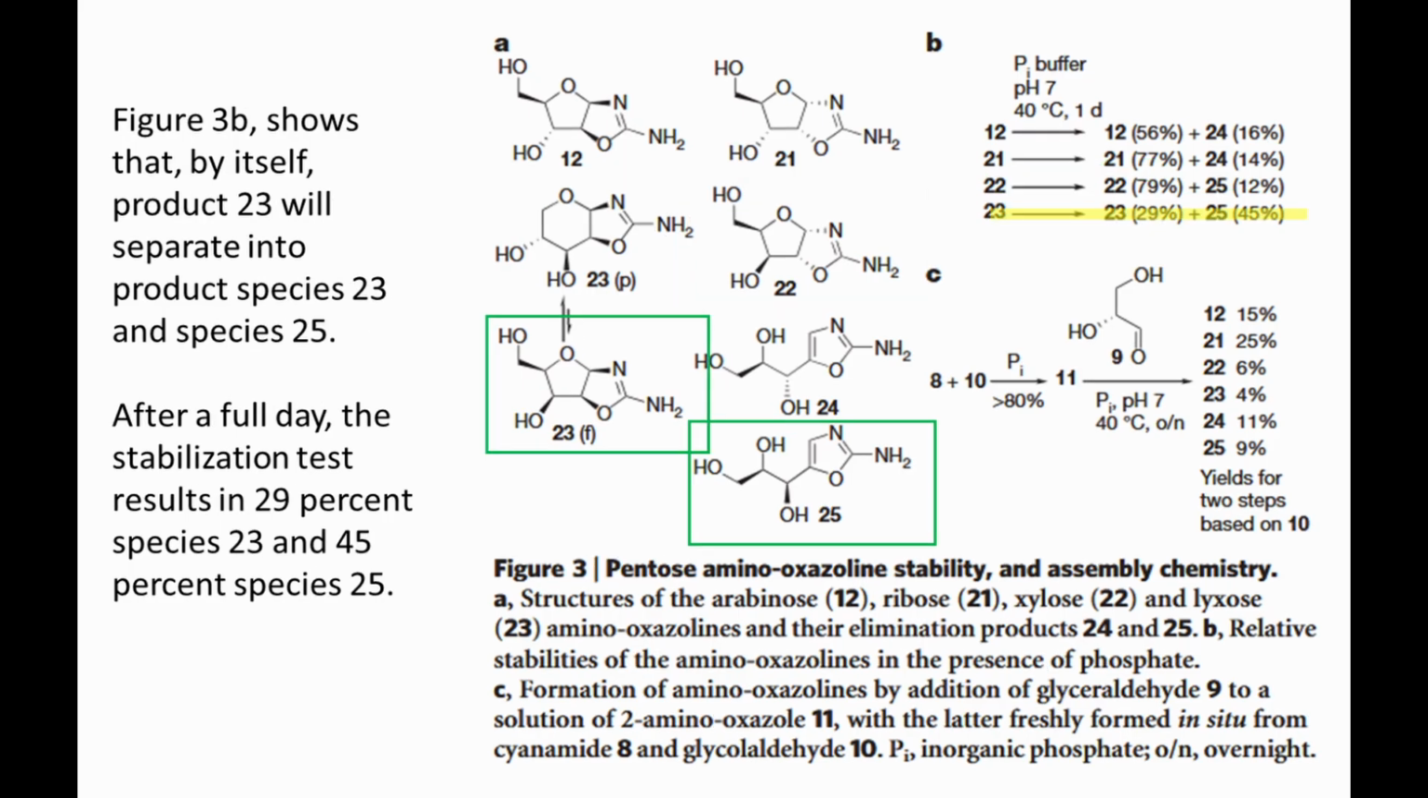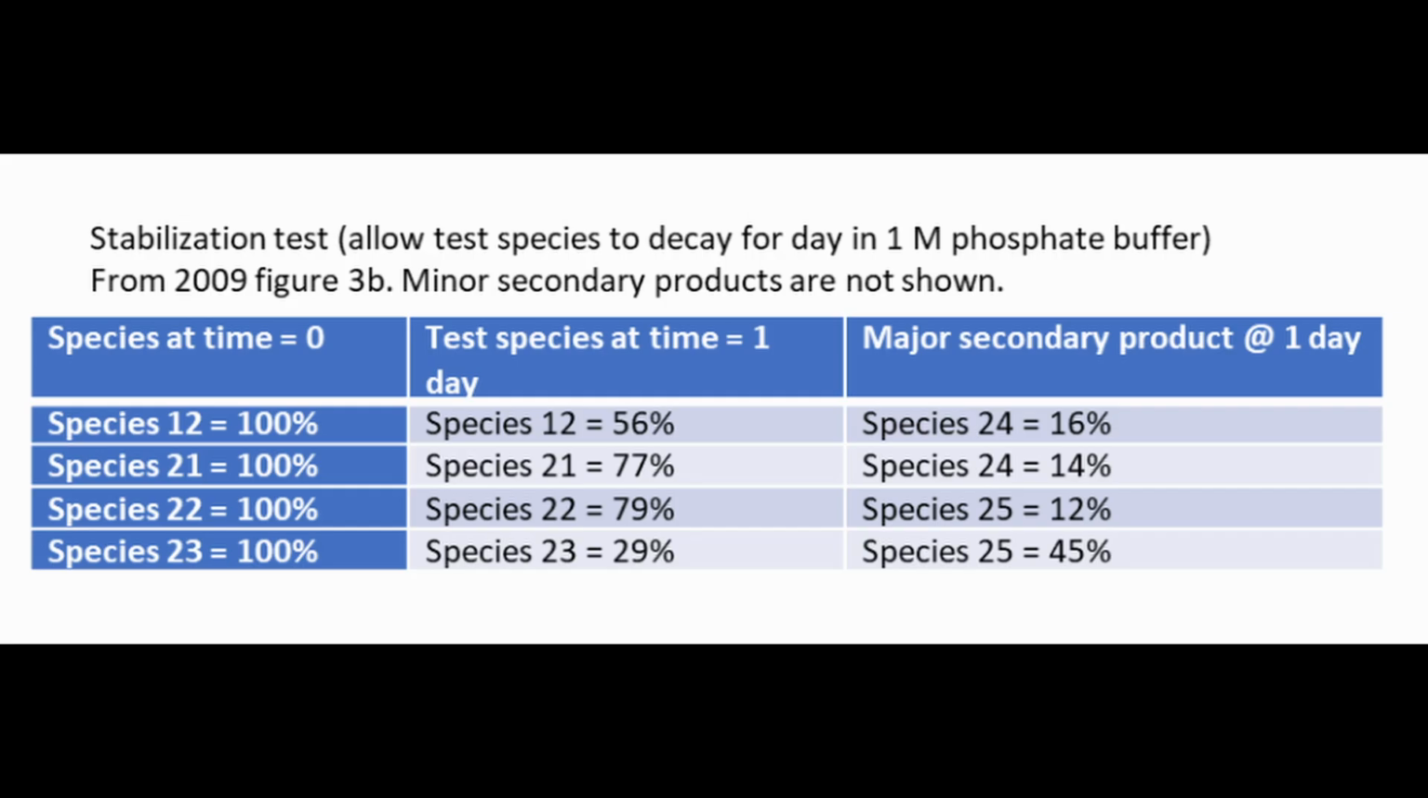Figure 3b shows that, by itself, product 23 will separate into product species 23 and species 25. After a full day, the stabilization test results in 29% species 23 and 45% species 25. Percent yields of other stabilization products are not listed. I tabulate the results of the Figure 3b stabilization tests here.